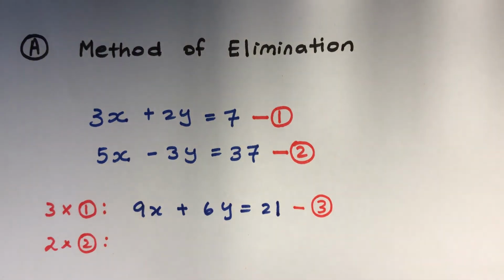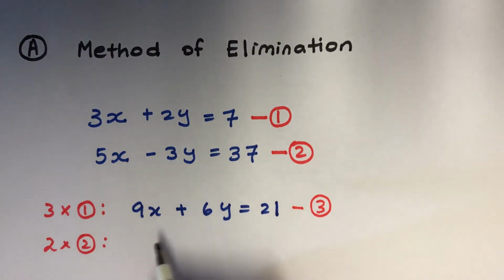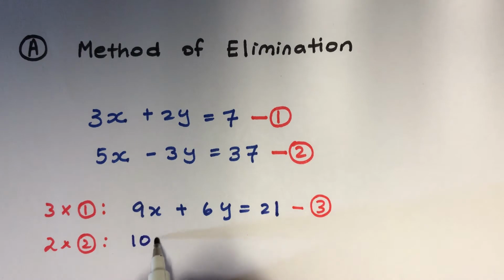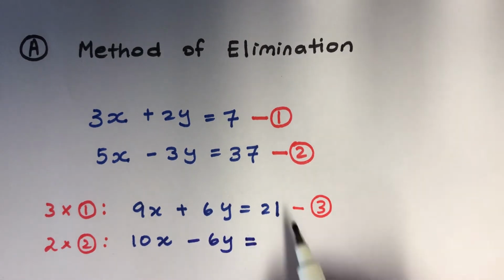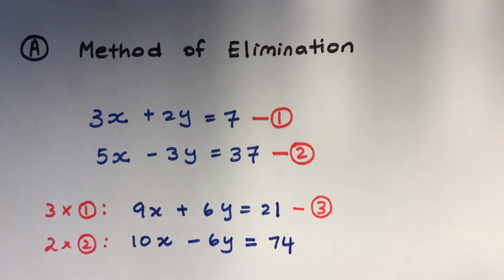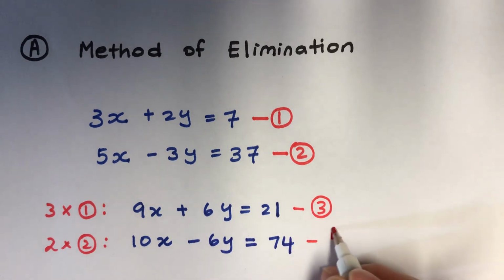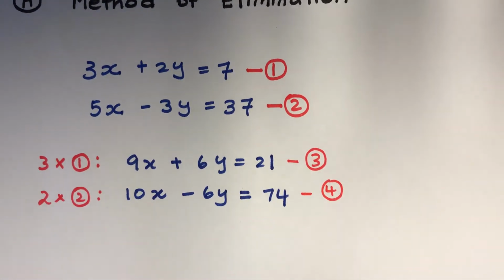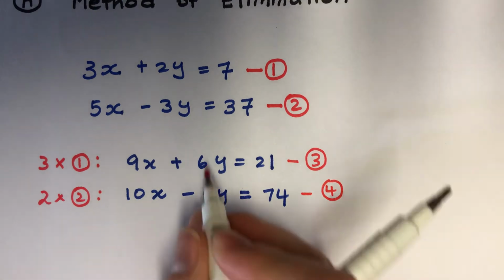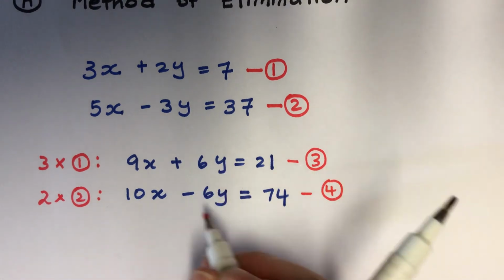Then here I'm going to do 2 times 2, and then I will do the rest of it. So I will get 10x, and then minus 6y equals 2 times 37, 74. You're welcome to use a calculator if you're stuck with the multiplications. And then I'm going to add them together to eliminate the y's.